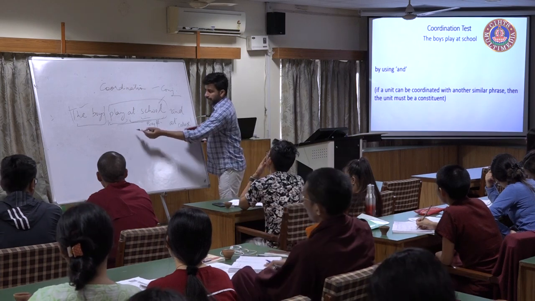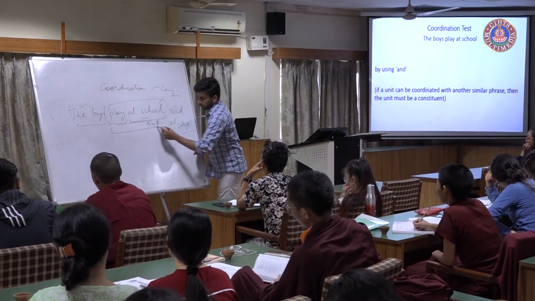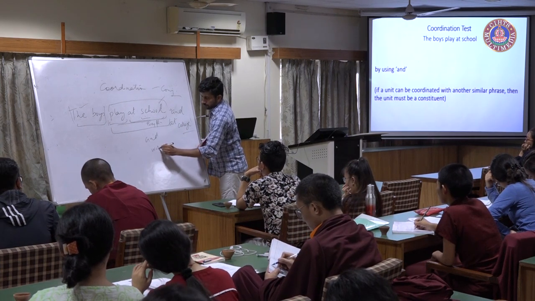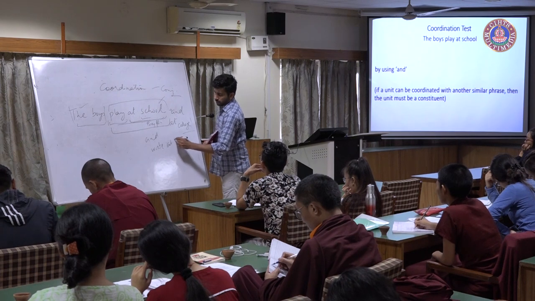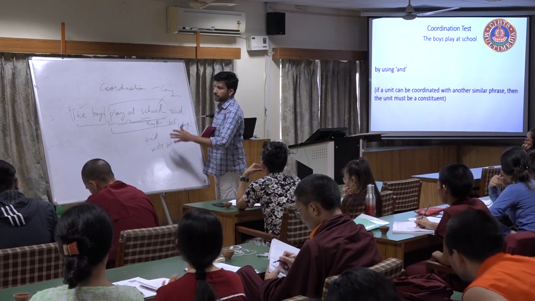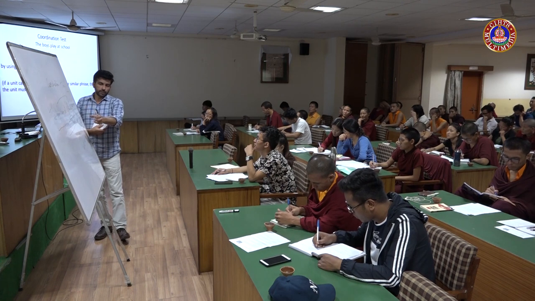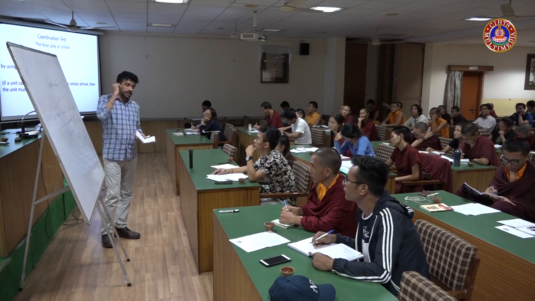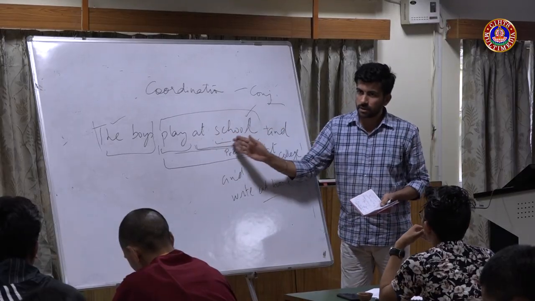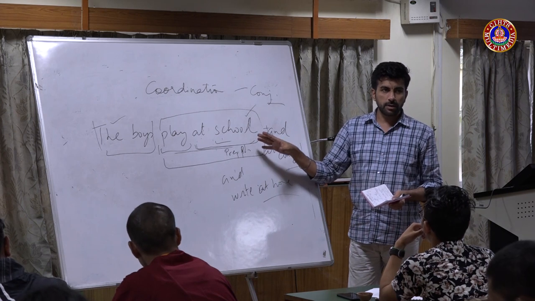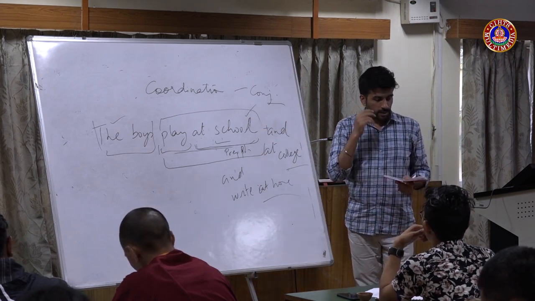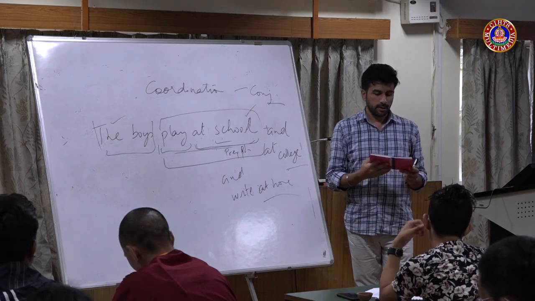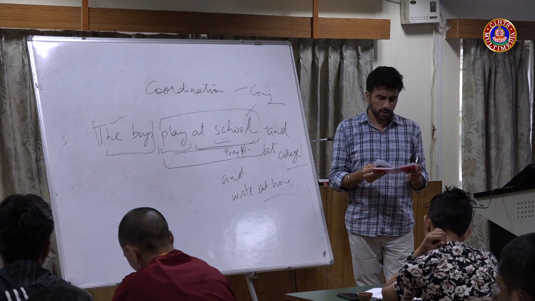Or, if you take this unit, the boys play at school and write at home, for example. Any sentence where you can add individual units with and, and the sentence still makes sense, allows us to understand that syntactically speaking, all these words are in the right positions, combined in a logical syntactic way. And we can understand that these words, these phrases, these units are valid constituents. Sometimes they are not.